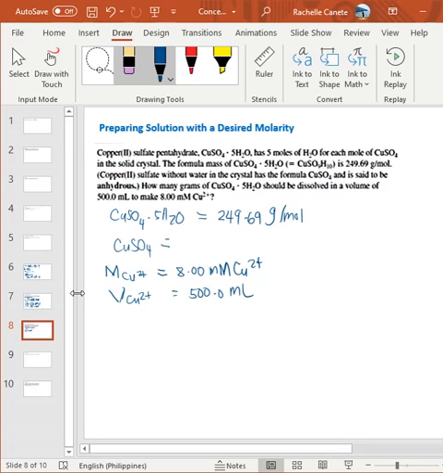Since we know the volume of the solution, that's moles of solute per liter of solution. Since we know the molarity, we only need to calculate how much of the copper sulfate we will put, right? So it depends on what you want to use, copper sulfate pentahydrate or just copper sulfate. So let's say, for example, we use copper sulfate pentahydrate.